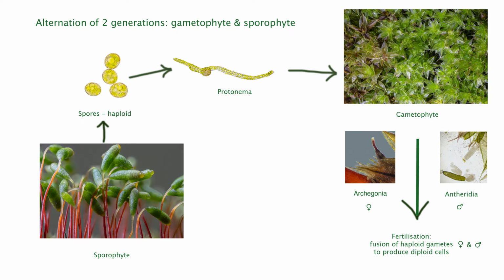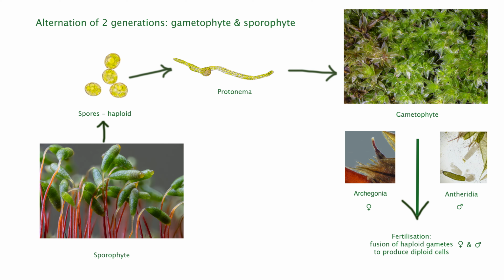The gametophyte bears male antheridia and female archegonia, which produce male and female gametes, sperms and eggs. Many moss species have single-sex gametophytes, but Bryum pallescens gametophytes carry both sexes.